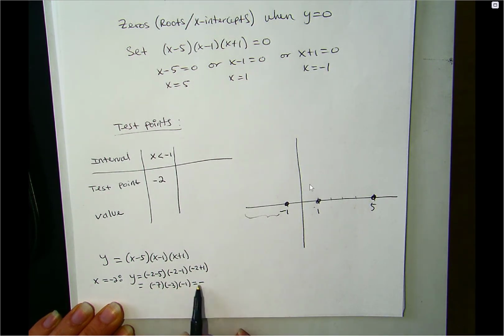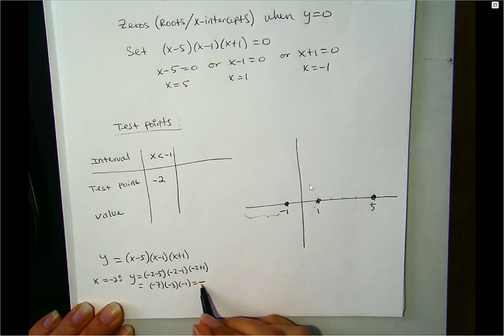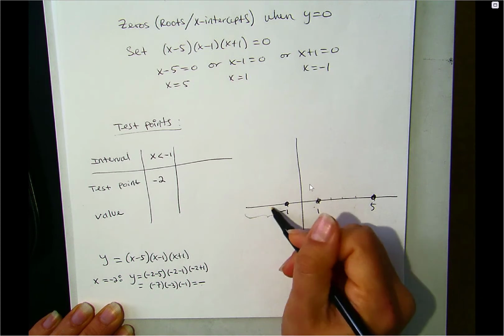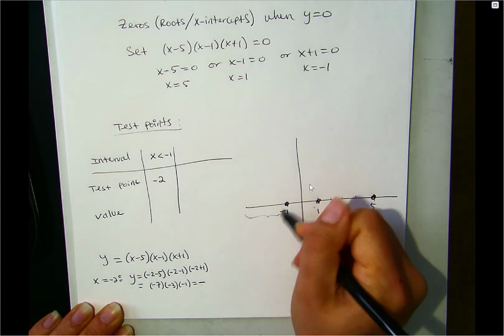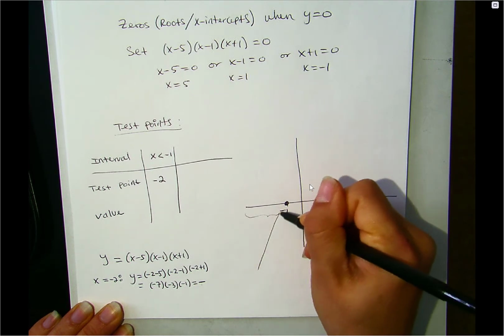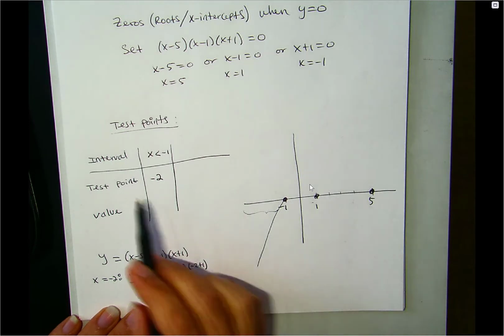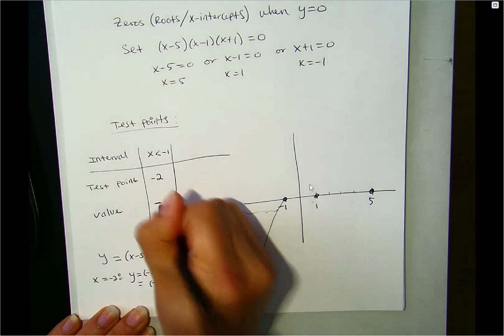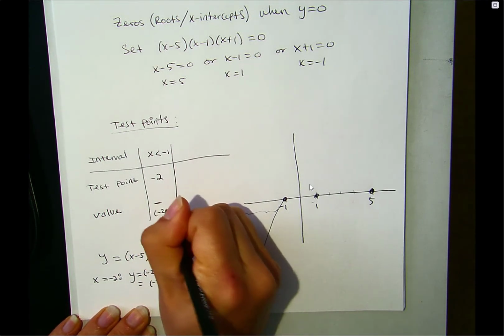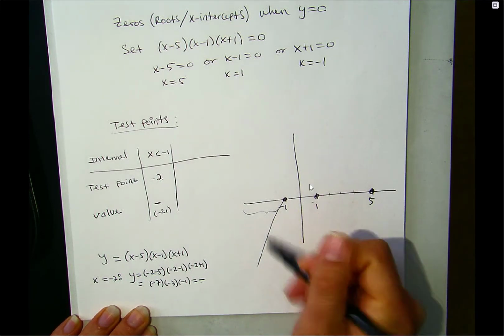It's still going to end up being negative 21, but I really just care about the negative, because then I know that in this range it's going to be down here. So that means that this graph is coming from down below to my zero. You can put negative 21, but that's going to be hard to plot, so I just know that it's negative.